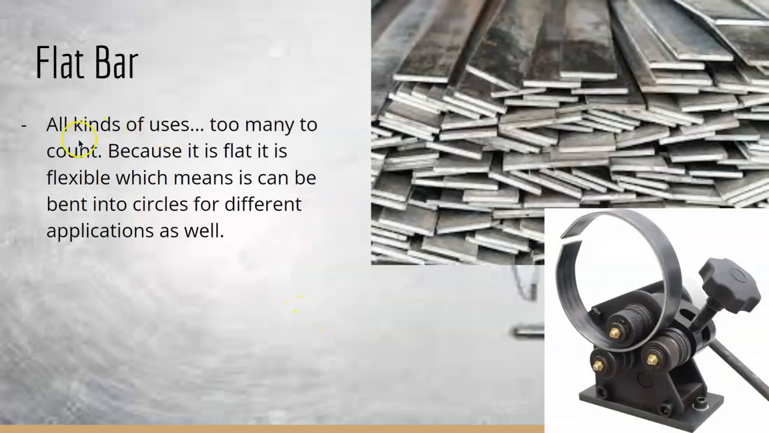Okay, flat bar has all kinds of uses. Too many to count. It's flat, which means that it's kind of flexible, right? It's not flexible if you try and bend it this way, but if you try and bend it this way, like this ring, it's easily bent, right? This means that it can be bent into circles for different applications, for rings around garbage cans, for rings around whatever you want to put a ring around, a barrel, right? So that's why flat bar is super common everywhere, being bent or staying straight.